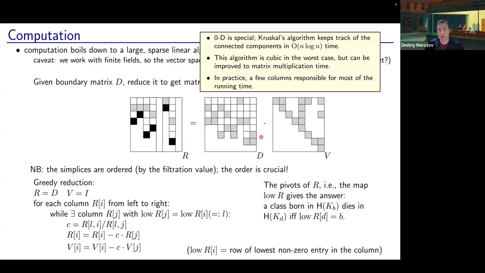But in general, the algorithm that I described here is cubic time. There's a way to improve it to run in matrix multiplication time, but it's not difficult. I won't talk about it today. In practice, there are very few columns that are responsible for most of the running time. There is a kind of fill-in that can happen where for certain columns, to get, for example, the 0, you have to do lots and lots of operations, and that's usually what dominates your running time. Those are just kind of asides.